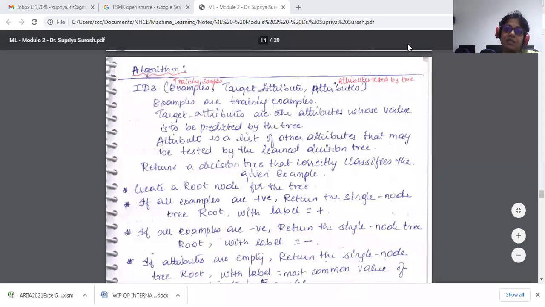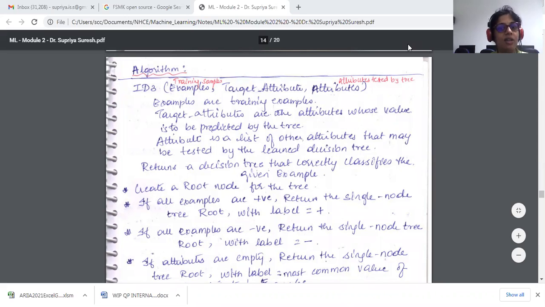The main steps in decision trees: step one was identifying, or calculating, the entropy of the entire given data set with the formula: minus p divided by p plus n into log 2 of p divided by p plus n, minus n divided by p plus n into log 2 of n divided by p plus n. So this is about the entropy.